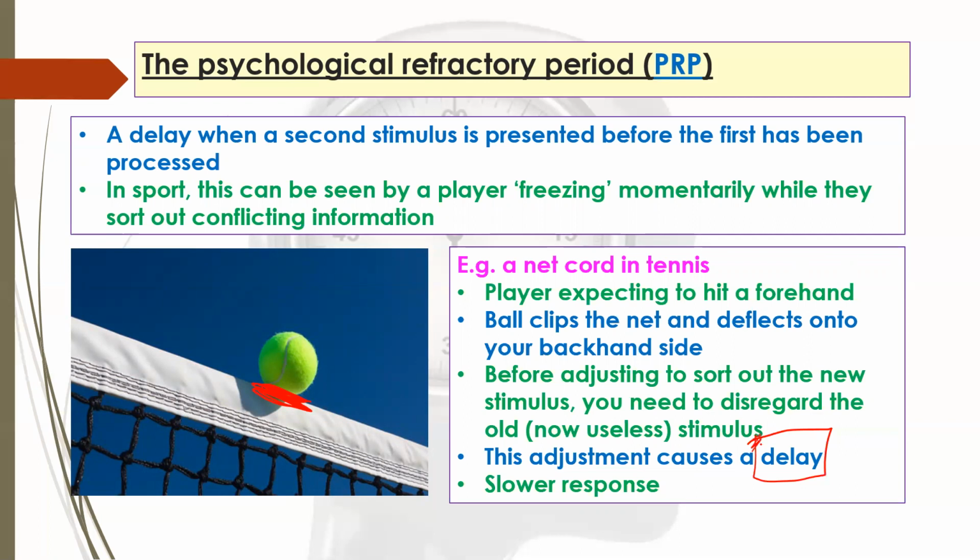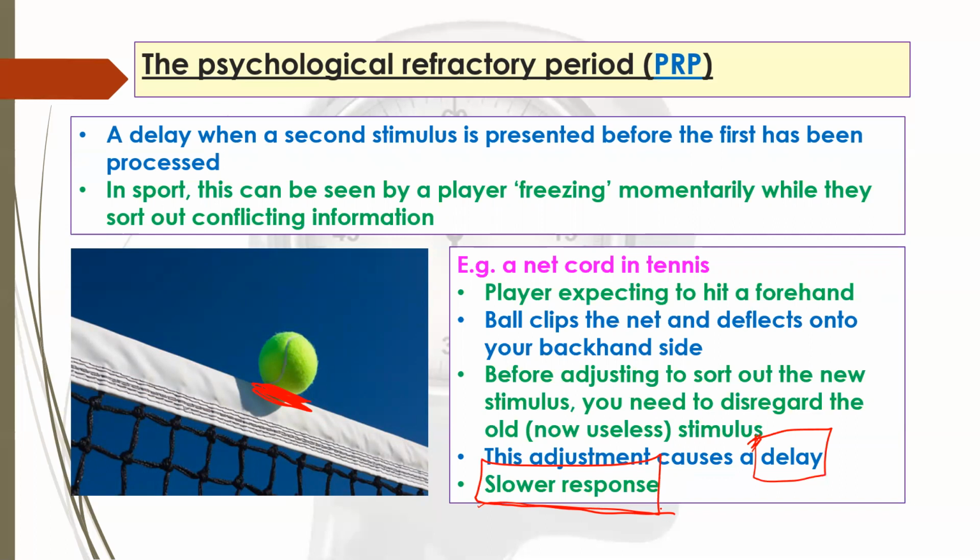That delay is the PRP, the psychological refractory period. Because of that delay, the overall issue is that there's a slower response. And more often than not, when the ball clips the net like that, players really struggle to actually then pick up the ball. And often that's the end of the point.